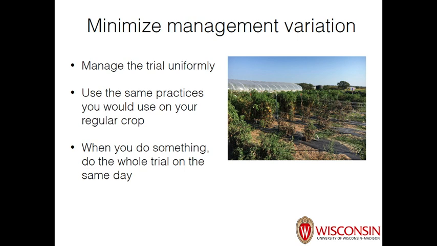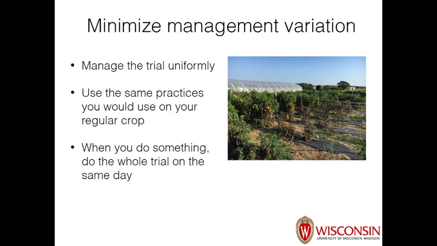You want to use the same management practices as you would on your regular crop. So if you're doing tomatoes, same pruning techniques, same trellising techniques, same preventative measures for disease control, same mulching techniques. You want to make sure you're identifying varieties that do well in your particular system. And so you want to manage them the same as you would other varieties of that crop.